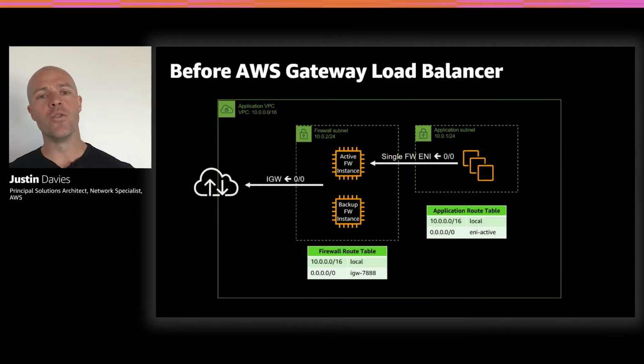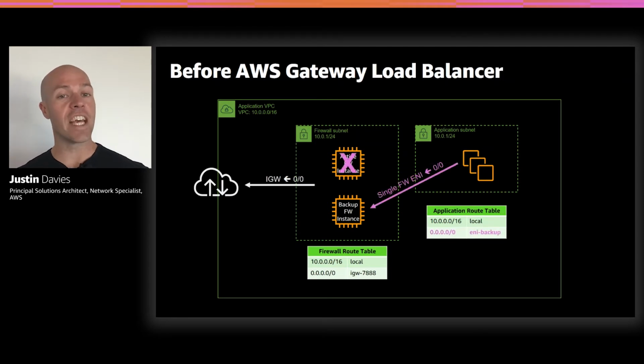Now, customers that used third-party firewalls before the Gateway Load Balancer were restricted by the VPC route table's requirement of a single next hop for a static route. This meant that you could only place a single third-party firewall instance in line for all of your traffic. If the instance failed, you had to get really creative to detect the failure and induce the failover to another instance. Generally, this was by API calls to update something like the relevant VPC route tables.